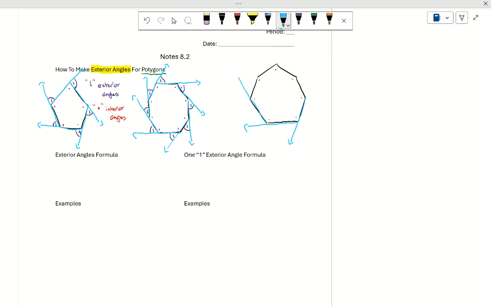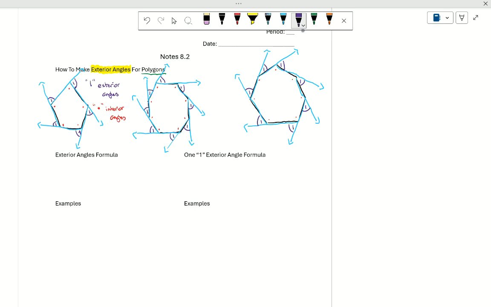Always extending the sides outside the shape. And each angle that is created by the side of the shape and the extension of the side of the shape will be what we call an exterior angle for the shape here. And once again, all of the angles that I just created are all outside the shape, so they're all exterior angles. All of the angles where I put the number 1, all of those are exterior angles. Okay, so that's how we make exterior angles in a shape.